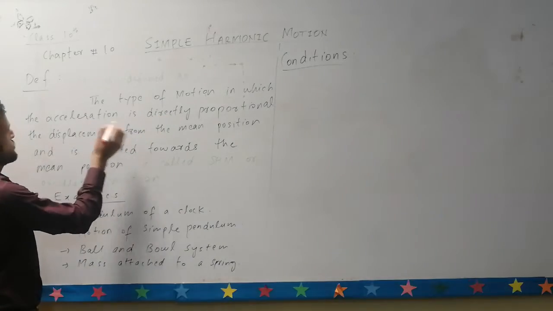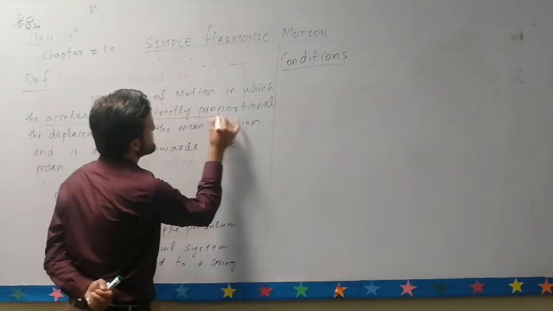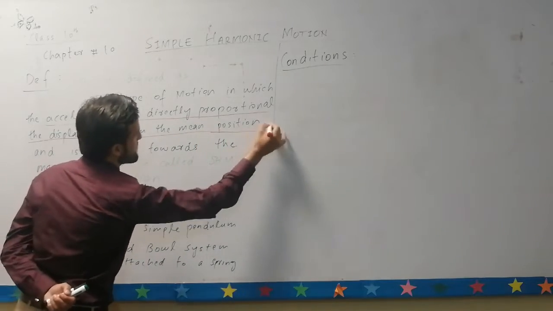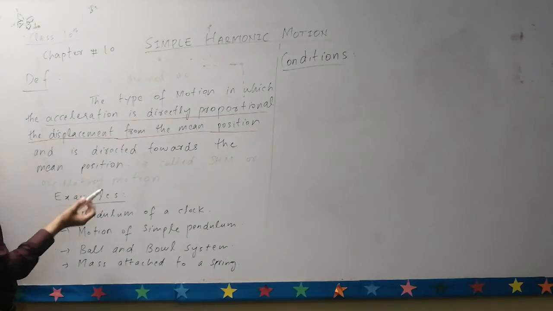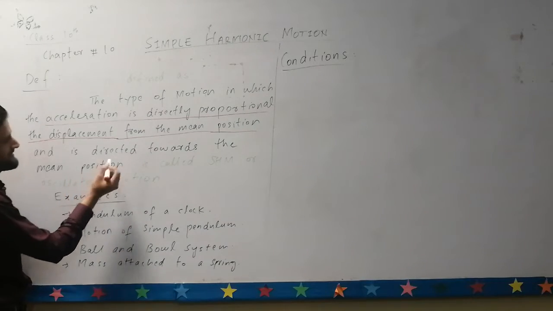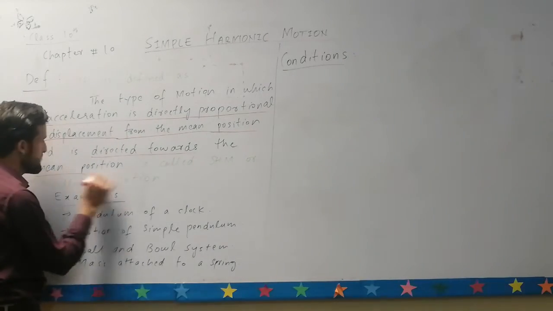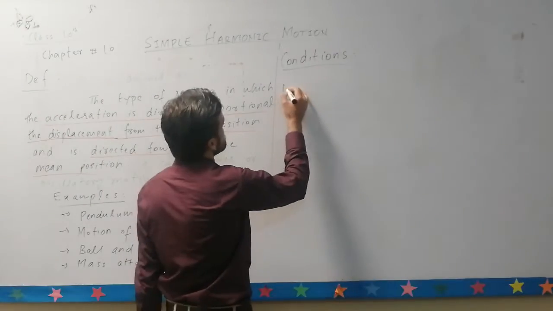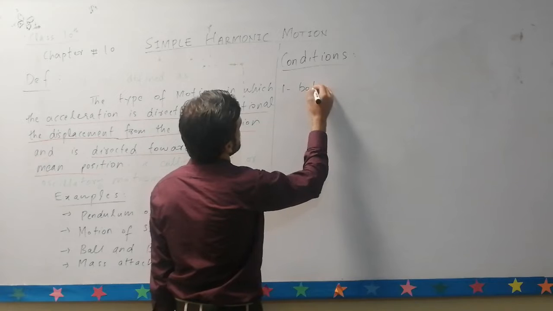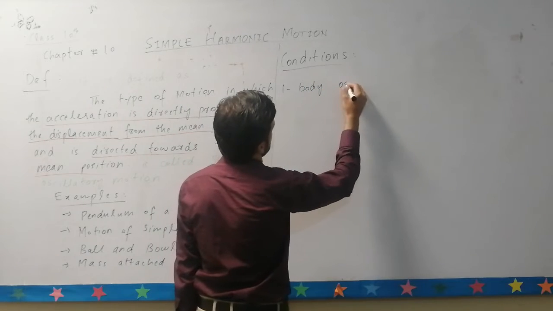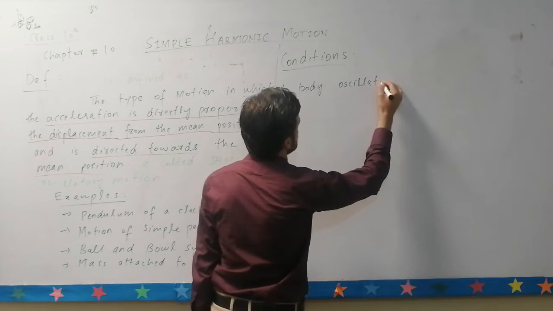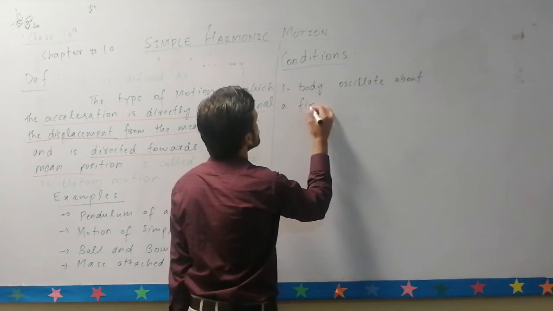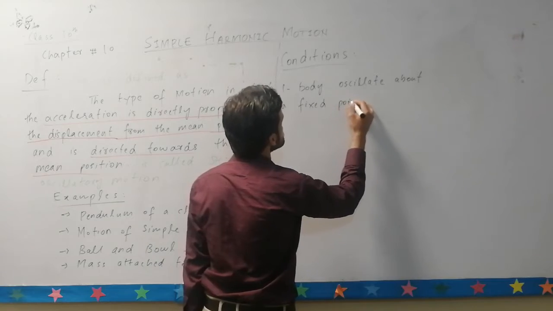Here in the definition there are two conditions. The first one is that acceleration is directly proportional to the displacement from the mean position. The second one says that the direction of this acceleration is directed towards the mean position. Now here I write some conditions for simple harmonic motion. The first is that the body oscillates about a fixed point.